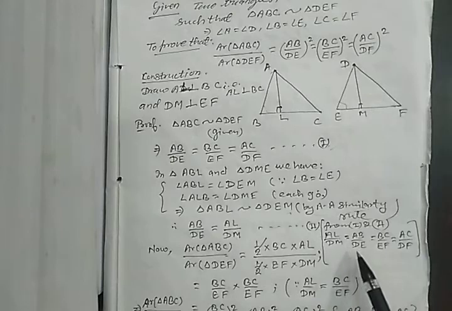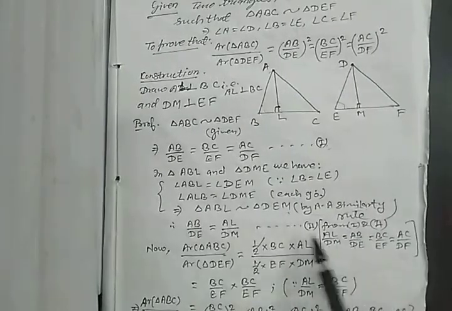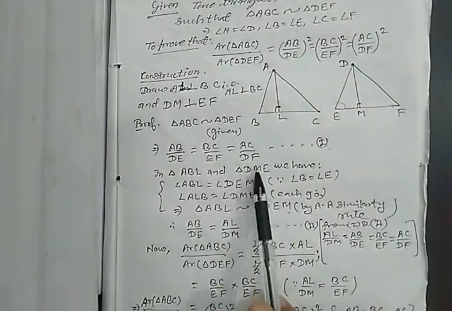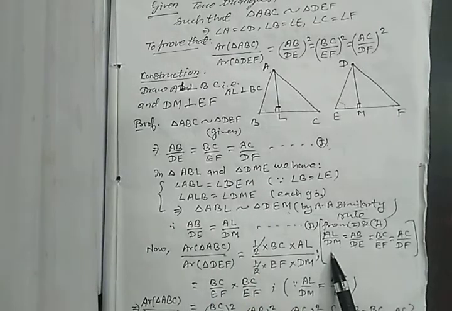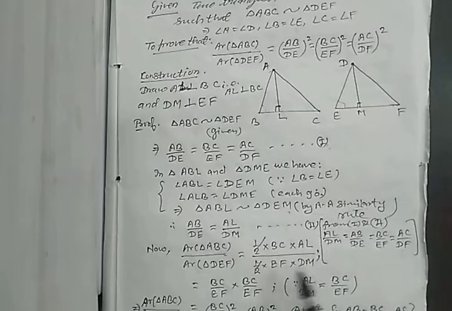Then what happens? AL by DM will be equal to AB by DE, but AB by DE was equal to BC by EF equal to AC by DF. So AL by DM will also be equal to AB by DE equal to BC by EF equal to AC by DF. Now the area of triangle ABC upon the area of triangle DEF equal to 1 by 2 into BC into AL upon 1 by 2 into EF into DM, because the area of a triangle is half base into height.